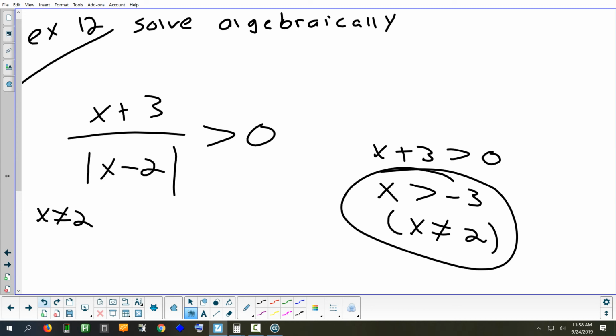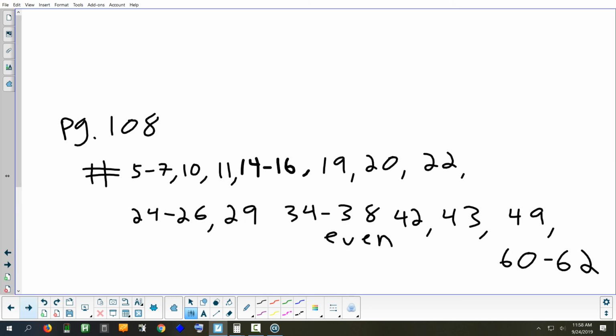So that was pretty much everything that we're going to do with linear inequalities. I think tomorrow we'll look at inequalities that are not linear. And that'll finish up chapter 2.